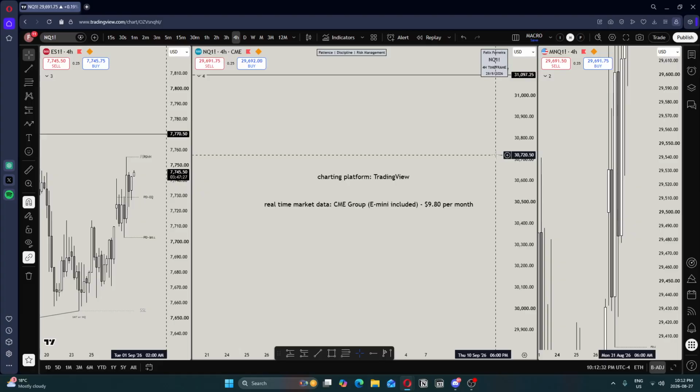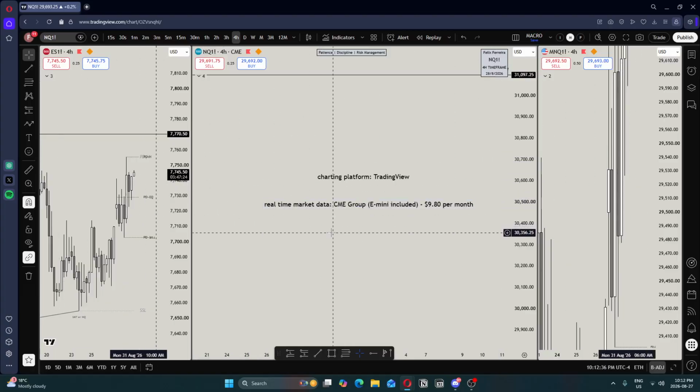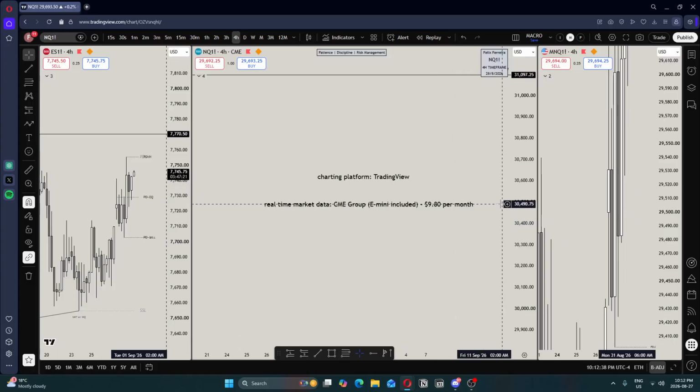The only expense is going to be real-time market data. And this is for TradingView. This is because when you create a TradingView account, you're going to have delayed data. So the markets are going to be delayed by 10 minutes compared to real time, what's actually happening, and that applies to pretty much all contracts.